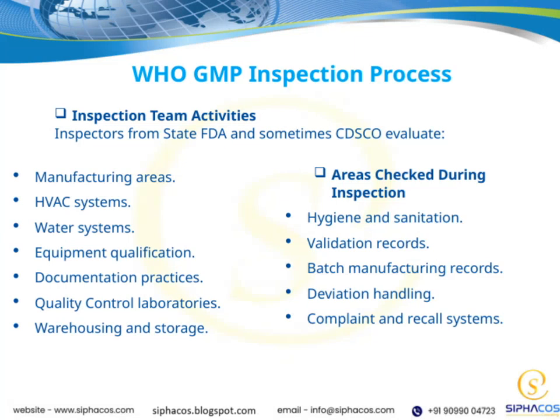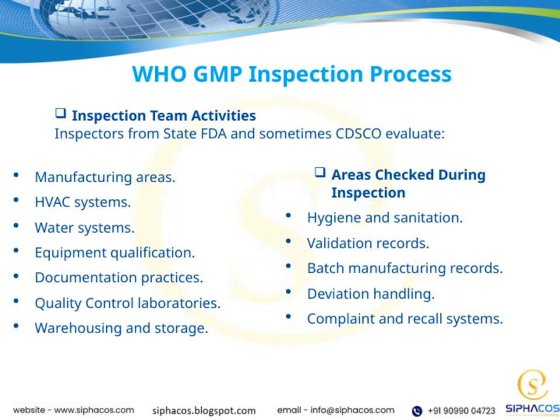Now, let's look at the areas we typically check during an inspection. First, hygiene and sanitation are critical, as they directly impact product safety. We also review validation records to ensure processes are consistent and reliable, and batch manufacturing records to verify each batch is properly documented. Deviation handling is another key area. It's important to see how deviations are identified, documented, and addressed. We also examine complaint and recall systems, which are vital for product accountability and consumer safety.